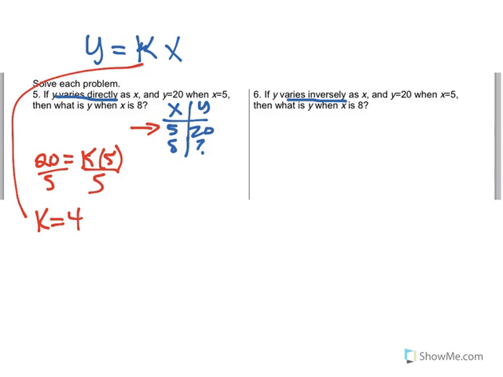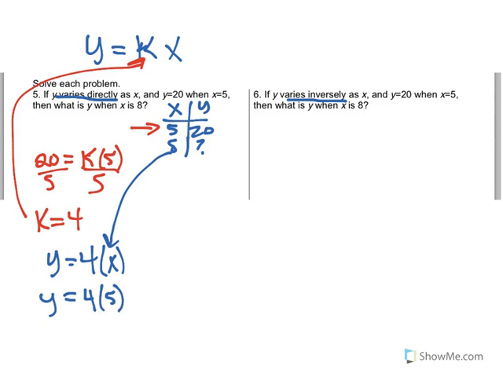Now we're going to plug it into the equation, and so now I have y equals k, which is 4, times x. So we're going to plug 8 in for x, and I get 4 times 8, and we get 32.